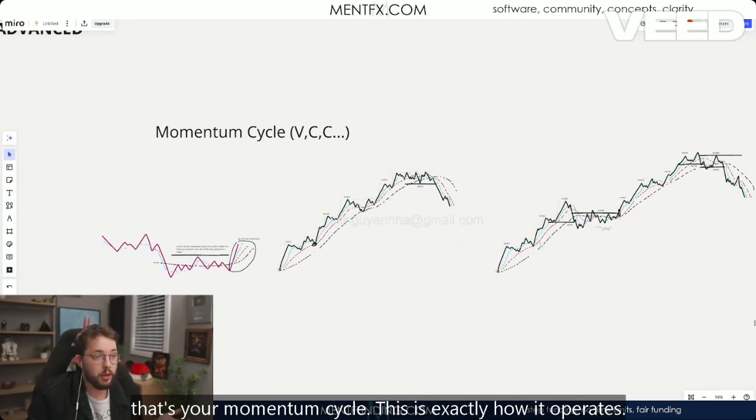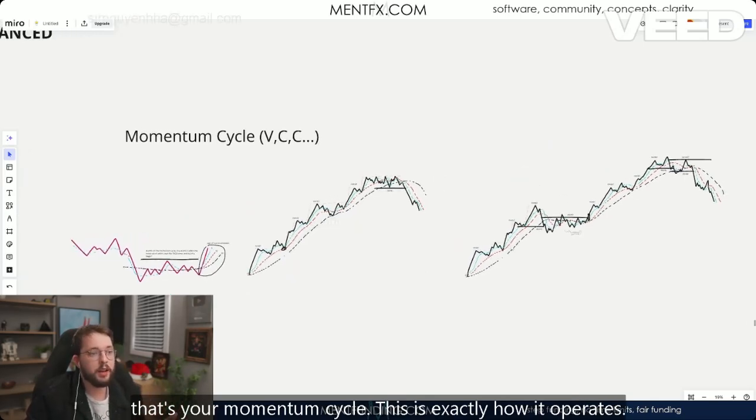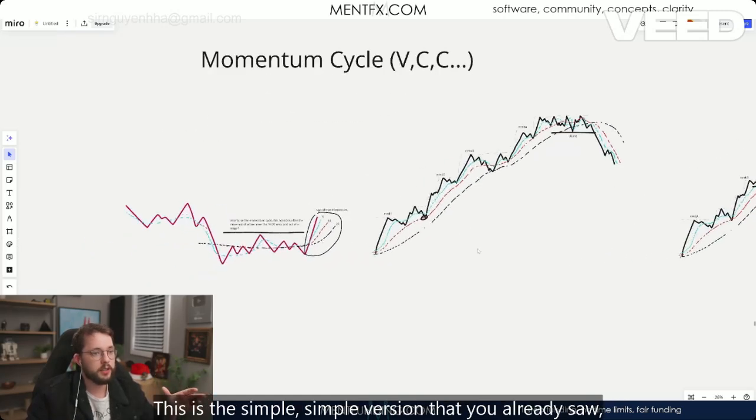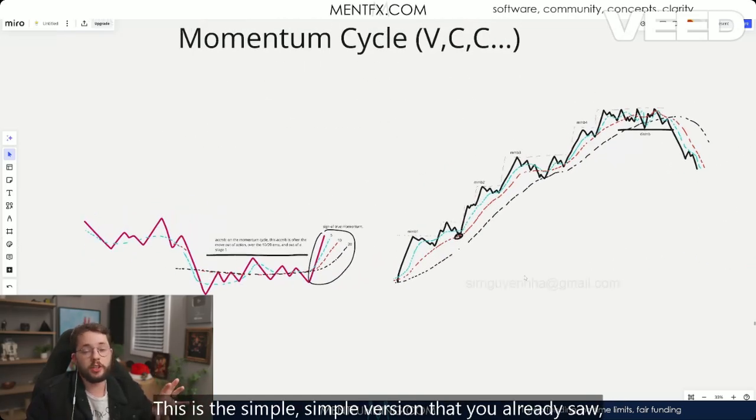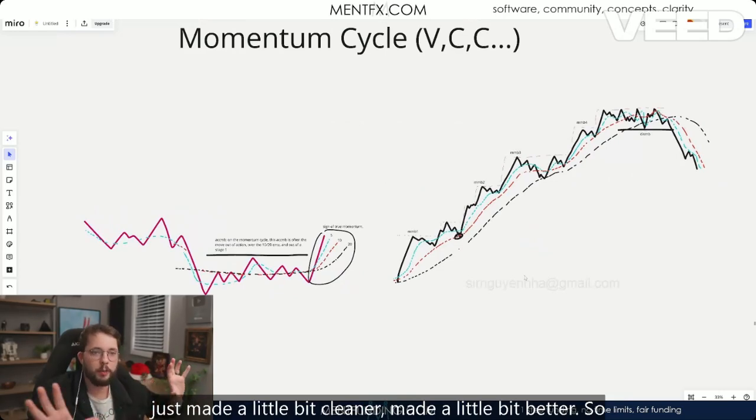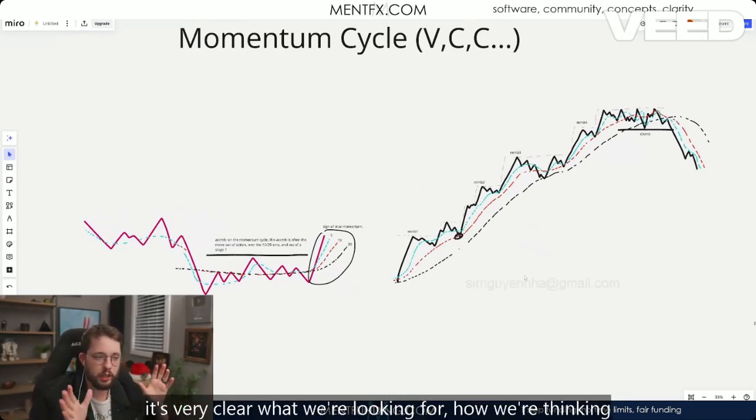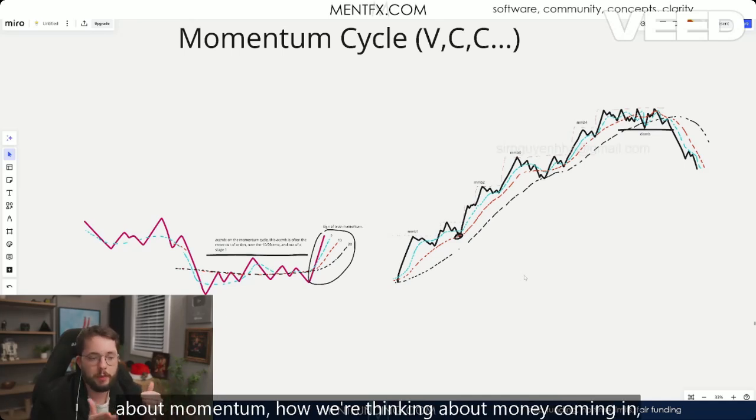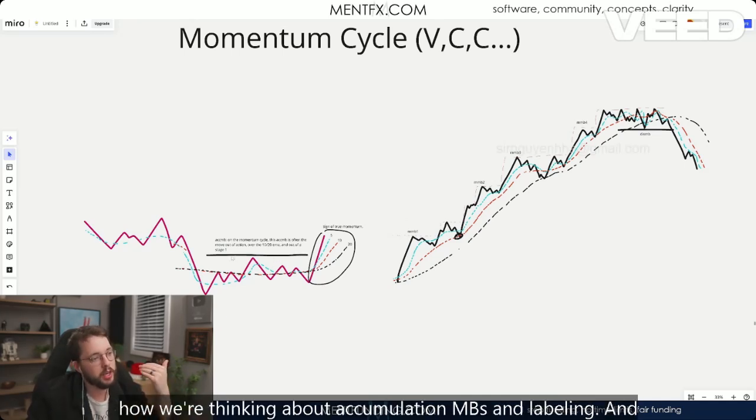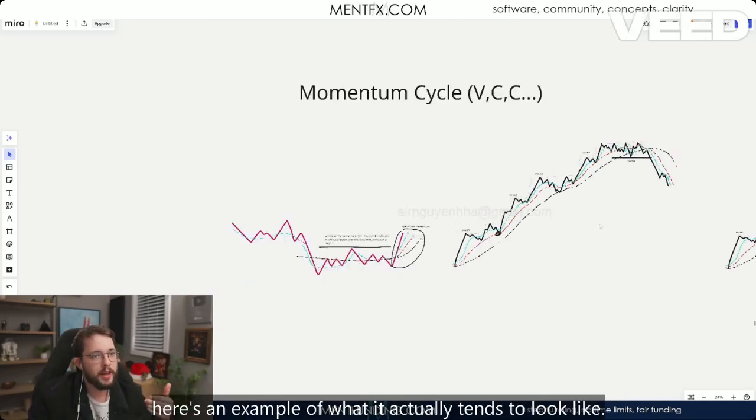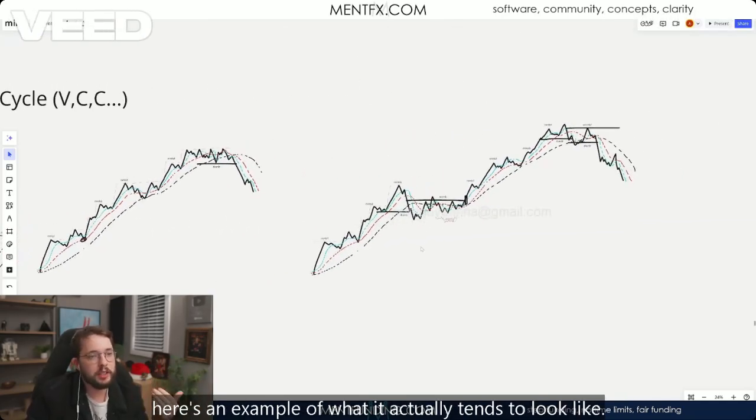So that's your momentum cycle. This is exactly how it operates. This is the simple version that you already saw, just made a little bit cleaner, a little bit better. So it's very clear what we're looking for, how we're thinking about momentum, how we're thinking about money coming in, how we're thinking about accumulation MBs and labeling. And here's an example of what it actually tends to look like.